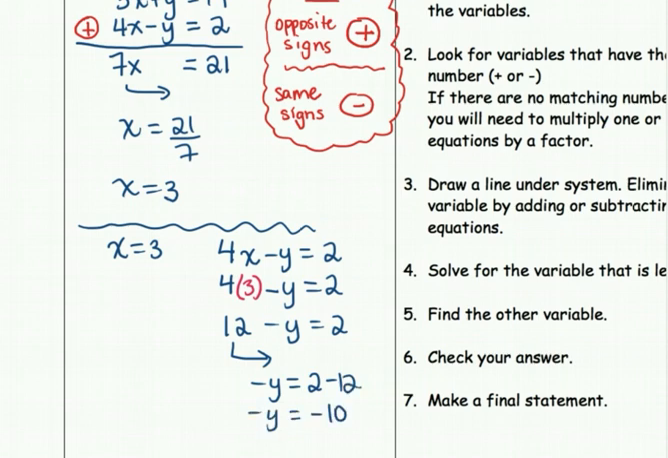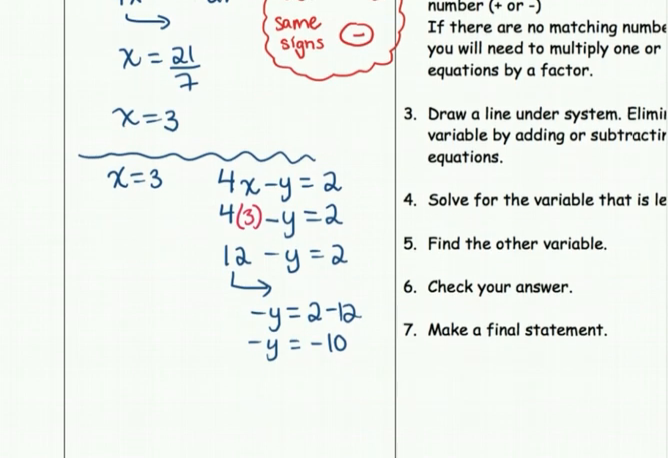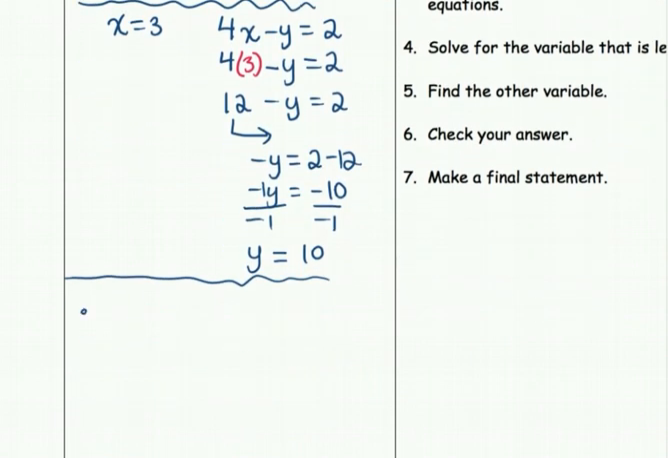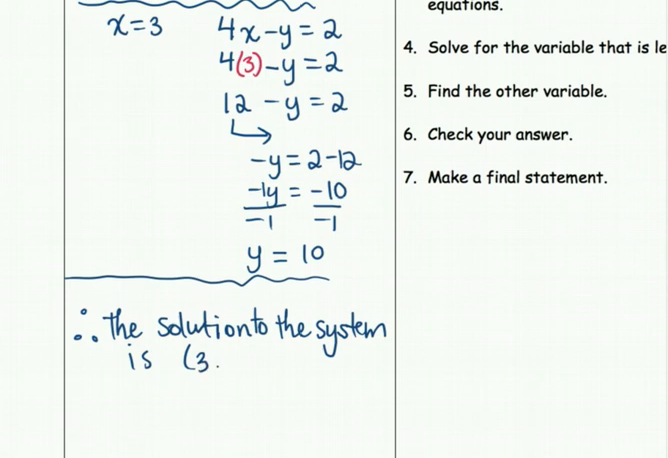And then we get to negative 10, but then we have a negative y. We don't want that, so that's like having a negative 1y there. So divide by the negative 1 on both sides. Some people just like to think of it as flipping it over, so that works too. All right, so then you get to y equals 10, which is what we had before, and then make your final statement. Therefore, the solution to the system is 3, 10.